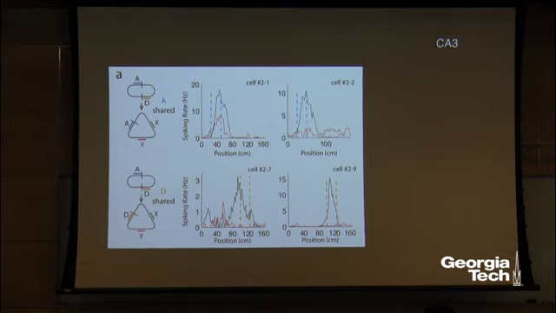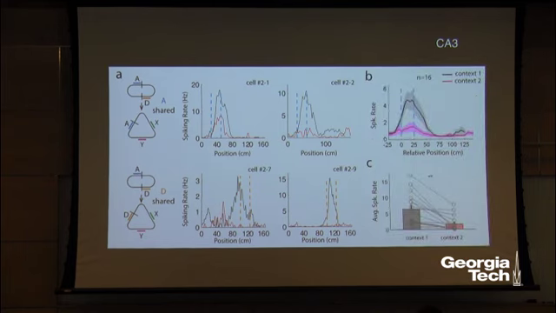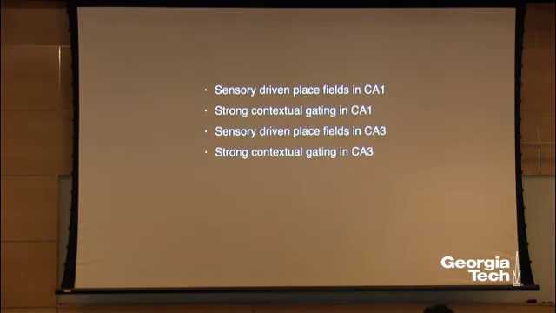Okay? So in CA3, the situation looks very similar to what we saw in CA1. Now, what have I told you? We've got sensory-driven place fields in CA1. They're strongly gated by context, and the same thing is true in CA3.